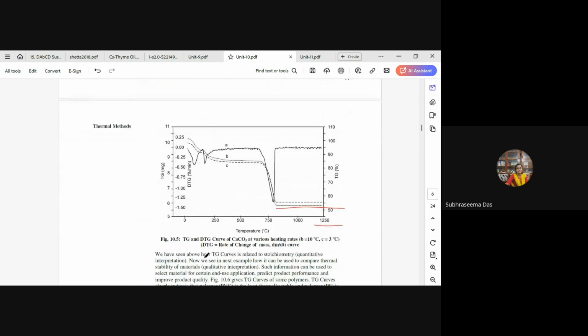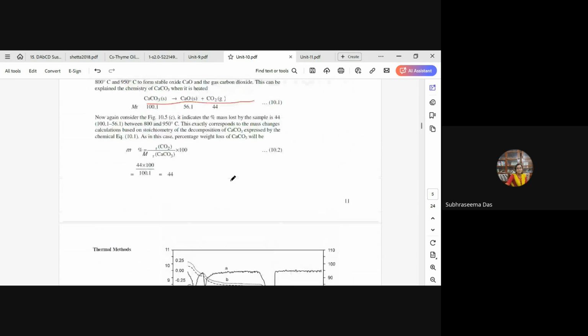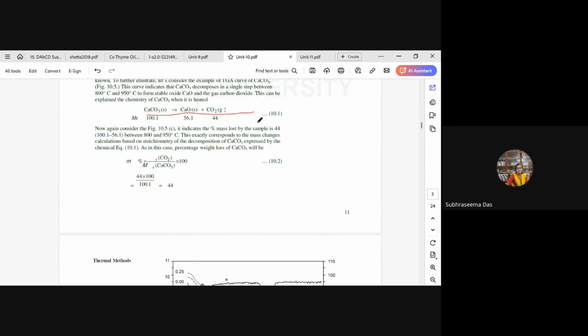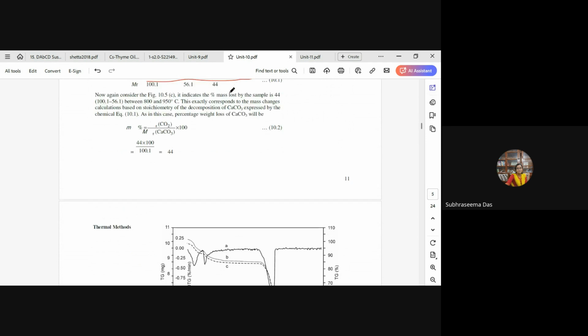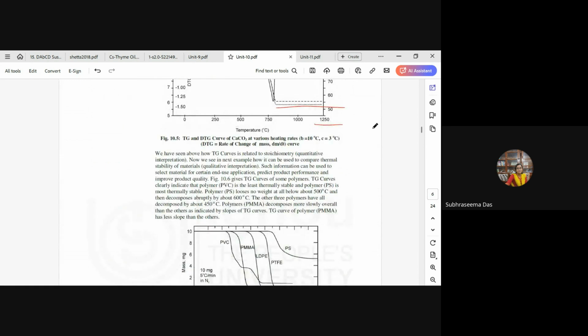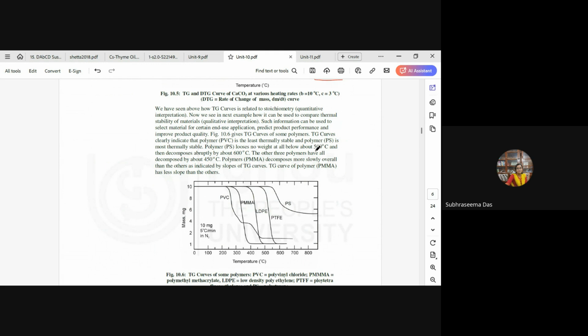Now, when we look into this figure, there are three plots: A, B, and C. If we look at figure C, it indicates the percentage of mass lost is 44 between 800 and 950 degrees centigrade. This exactly corresponds to the mass change based on the stoichiometric calculations. Similarly, we can see how the TG curve is related to stoichiometry interpretation.